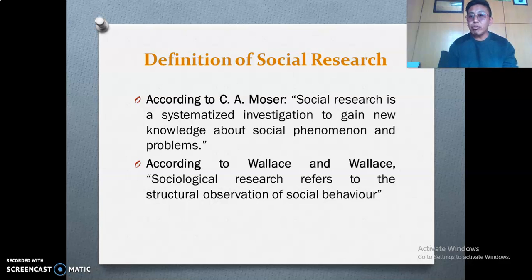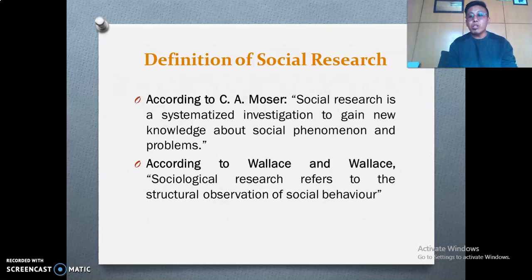In every social phenomenon, many social problems also exist hand in hand. So in social research, we try to systematically study all the social phenomena and all those social problems, and we try to solve them by carrying out research, or systematic investigation.